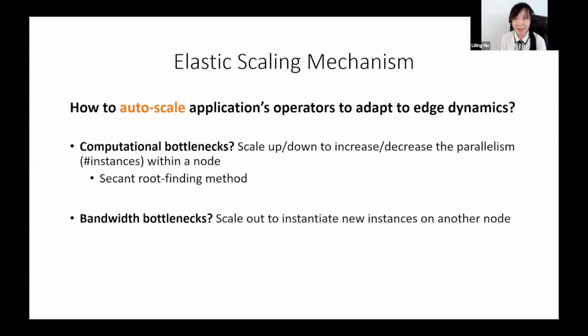For the elastic scaling mechanism, the challenge is how to auto-scale application operators to adapt to the edge dynamics. Our solution is a heuristic approach that considers many factors. If it is a computational bottleneck, we scale up and down to increase or decrease the number of instances within a node. If it is a bandwidth bottleneck, we scale out to initiate new instances on another node to increase the network path diversity.